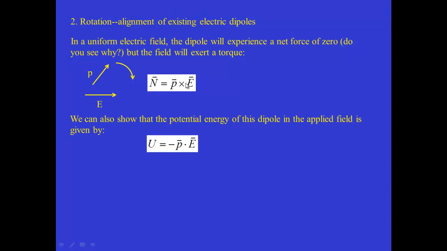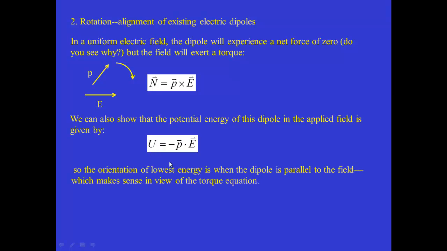And so the cross product of P and E gives you the torque, minus the dot product gives you the potential energy. And we'll just note in closing here that the expression for U shows us that the minimum energy, the most energetically advantageous configuration, is when P and E are parallel, because then U will be most negative. If P and E are anti-parallel, then P dot E will be negative, and U will have its maximum value. Okay, and so this makes sense. Having P parallel to E gives us the lowest potential energy, and it also would be the configuration in which there would be a zero torque.